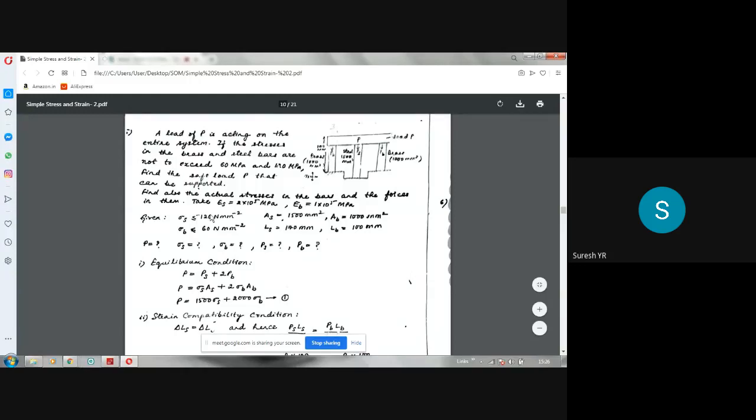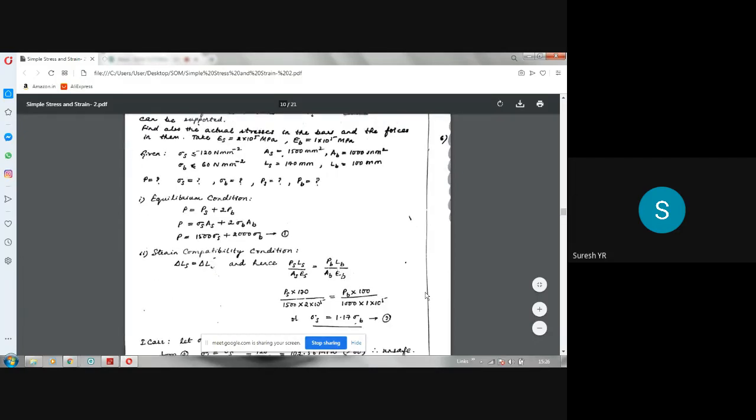These are the conditions. As usual, we have to apply the same conditions. First one is the equilibrium condition. Since there are two brass bars, P will be equal to PS plus 2 times PB, where PB is the force carried by a single brass bar. This PS can be written as sigma S into AS, since force carried is equal to stress into area, plus 2 times sigma B into AB, the stress in the brass bar into the area of the brass bar.